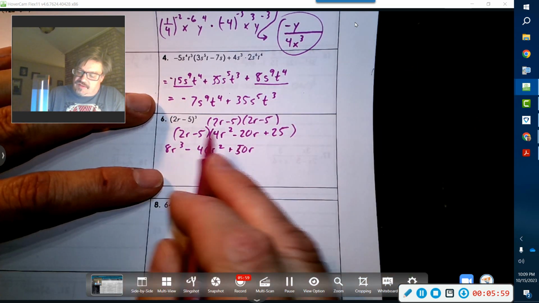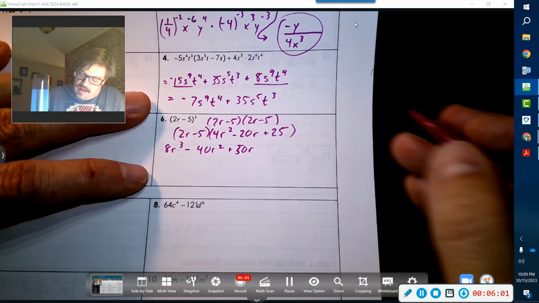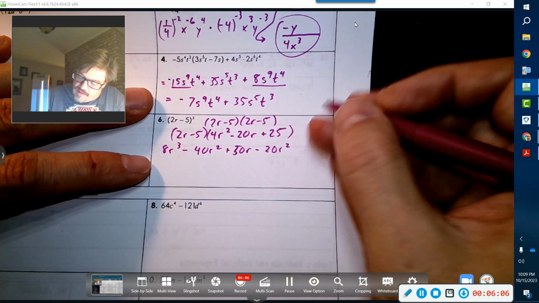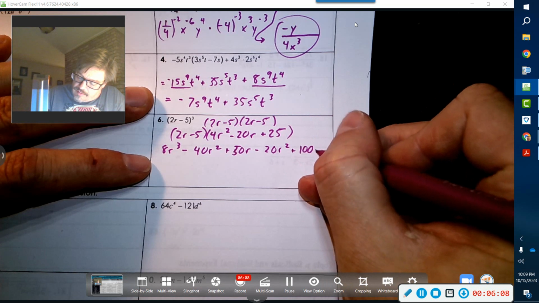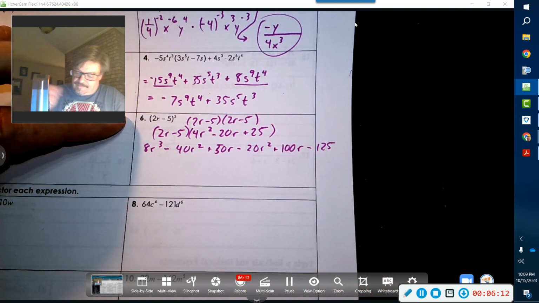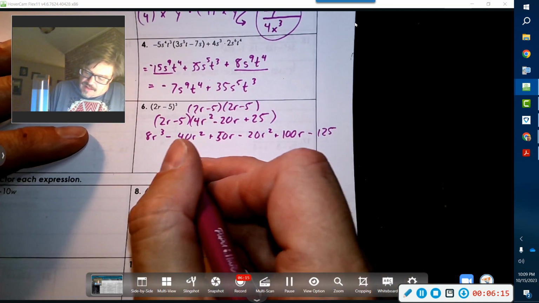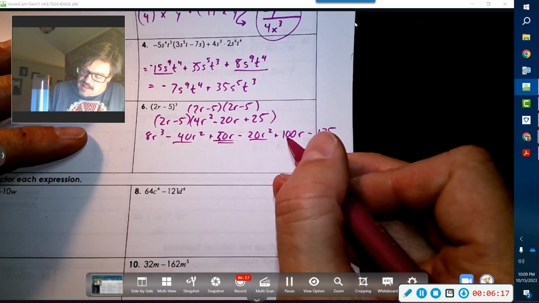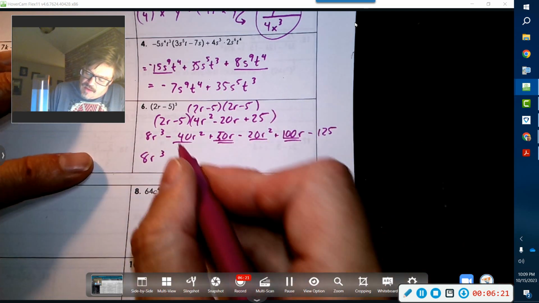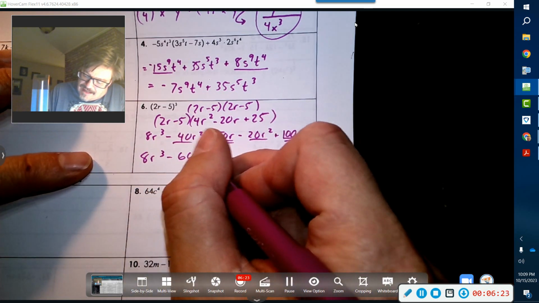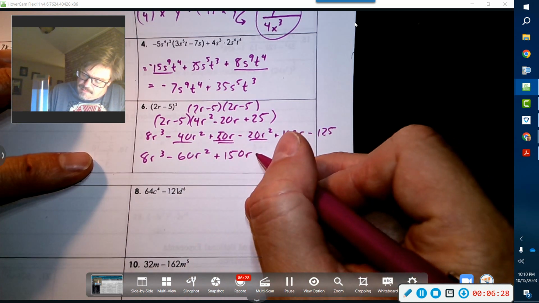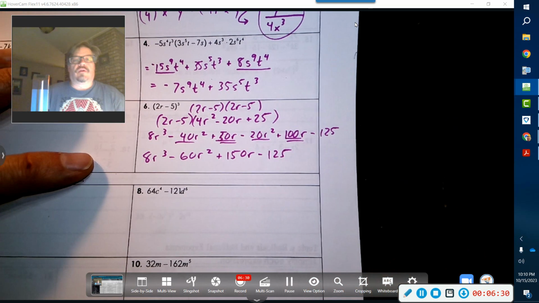Okay, now that's just distributing the 2r to each of those. And now I'm going to go negative 20r squared plus 100r. They sure are going to be like terms. And then minus 125. Okay, so we got this one and this one, and then this one and this one. So we're going to add those together. So I get 8r to the third minus 60r to the second plus 150r, and then minus 125. So there it is. Beautiful.